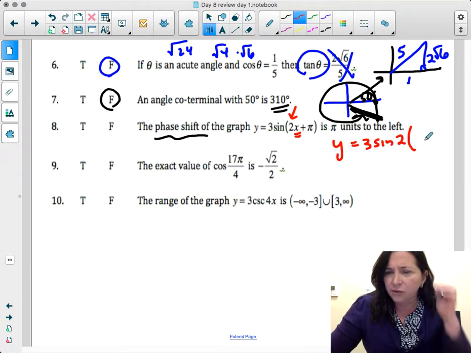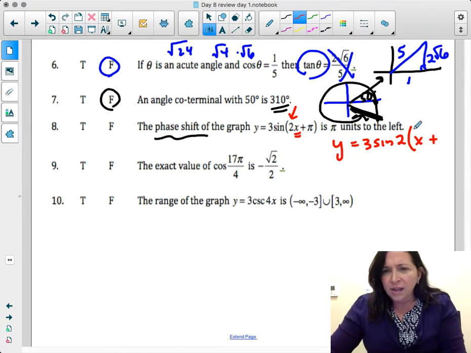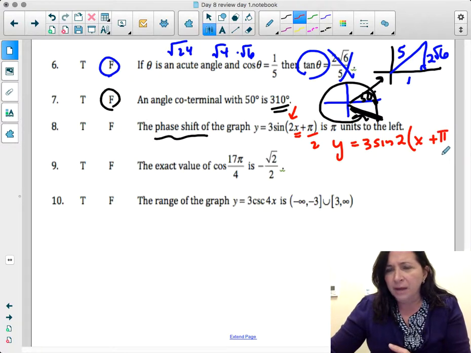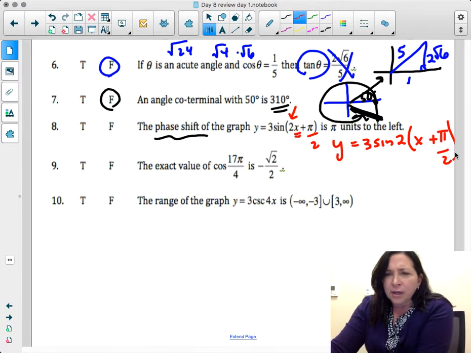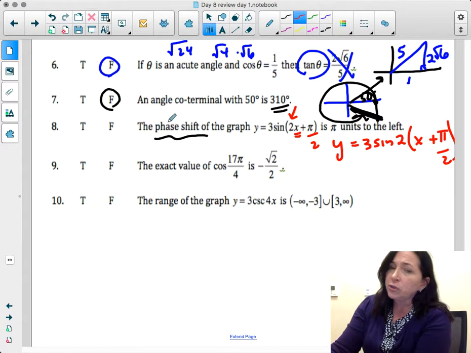So factoring that 2 out, I get x plus, now remember, factor means divide. So that means I'm actually dividing out a 2. So divided by pi divided by 2, okay? And so now look at it. This is the right way you would write it. Is there a pi unit shift to the left? No, it's actually pi over 2. So this is, again, a false statement.